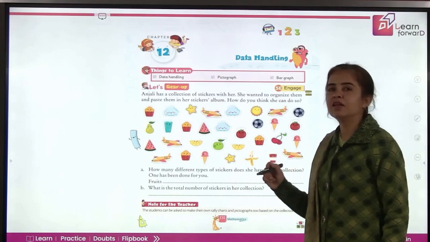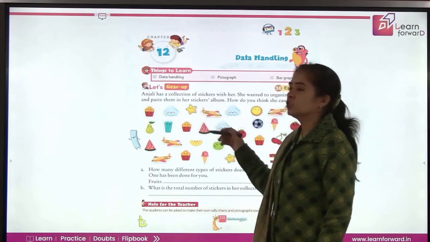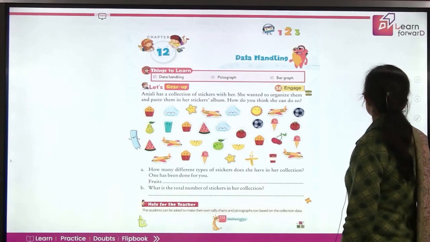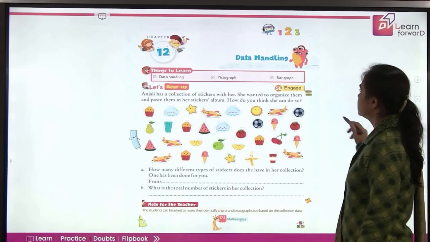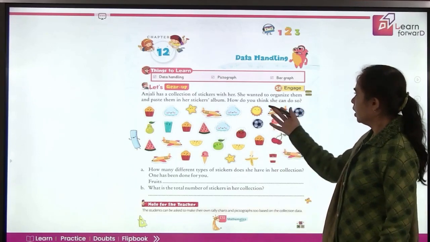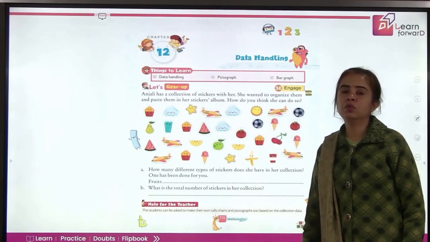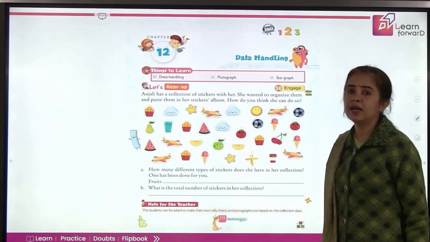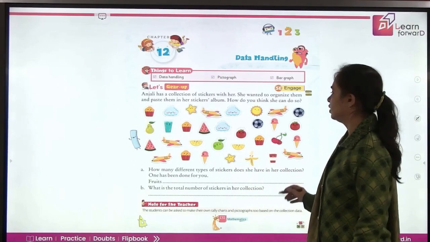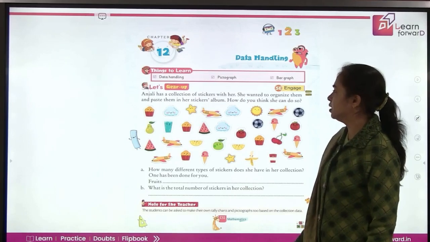So we have a gear up exercise for you here. Anjali has a collection of stickers with her. Can you see? She wanted to organize them and paste them in her stickers album. How do you think she can do so? What do you think? How can she organize these stickers? How many different types of stickers does she have in her collection? One has been done for you.